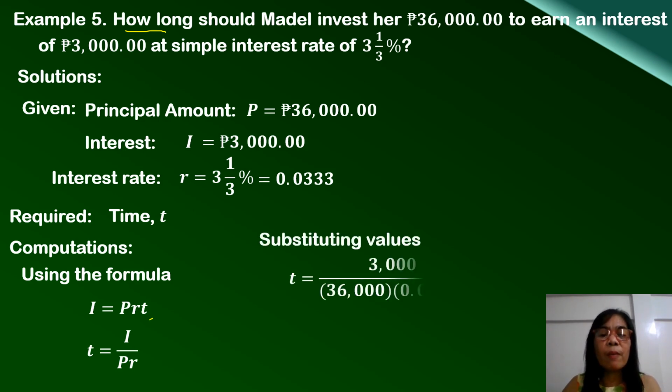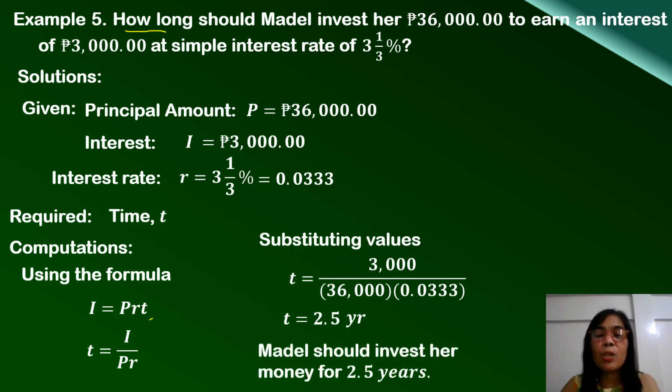Then substituting the values, we have T is equal to I, which is the interest, 3,000 pesos, P is 36,000 and R in decimal is 0.0333. Using the calculator, T is equal to 2.5 years. So Madel should invest her 36,000 pesos for 2.5 years at 3 and 1/3% to obtain an interest of 3,000 pesos.